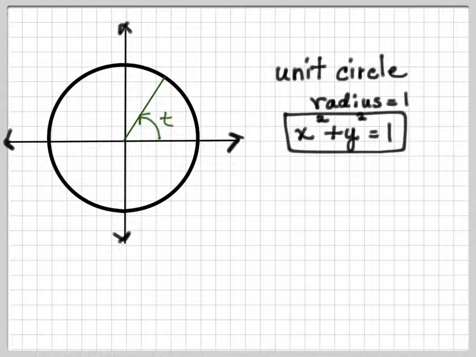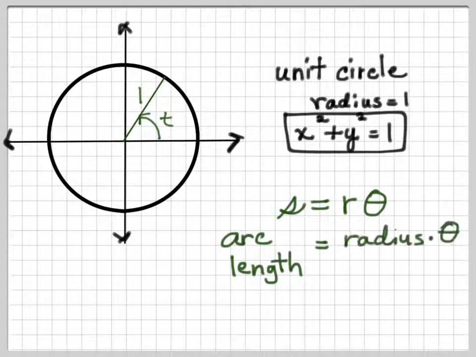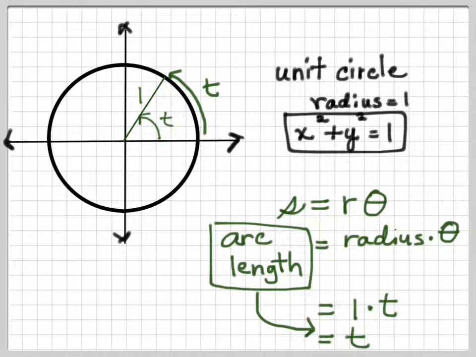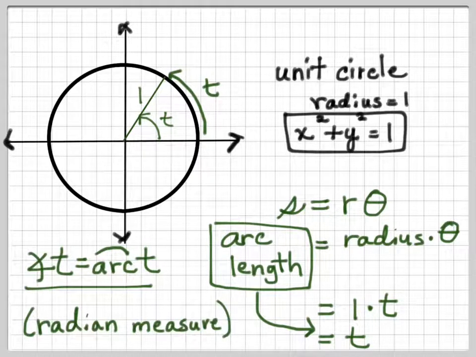Now we're going to draw an angle in here. We're going to call it angle T, little letter t. And our radius is 1. We know that the arc length is equal to the radius times theta, which is the central angle. So arc length is radius times theta. If we substitute 1 for the radius and t for theta, we get our arc length is equal to t. So the distance, the arc length of t, is the same as the central angle t. Angle t is equal to arc length t, and it is in radian measure.